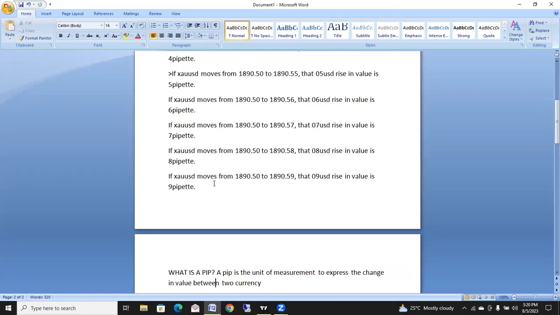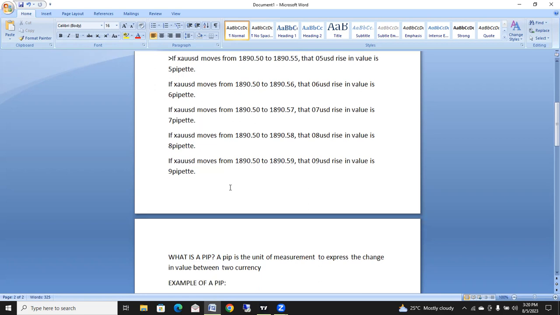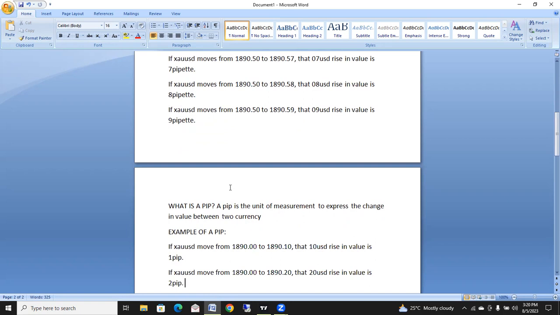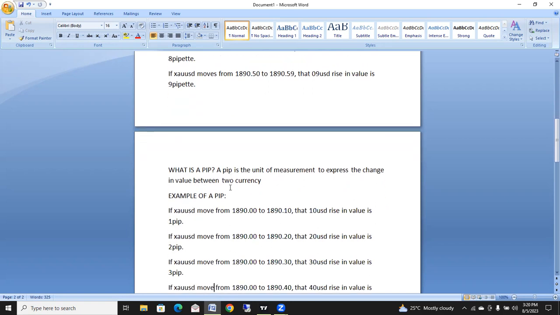If gold moves from 1890.50 to 1890.59, that 0.9 rise in value is 9 pipettes and so on. So that's how you calculate pipettes on gold. And if you want to calculate pips, this is how you do it.